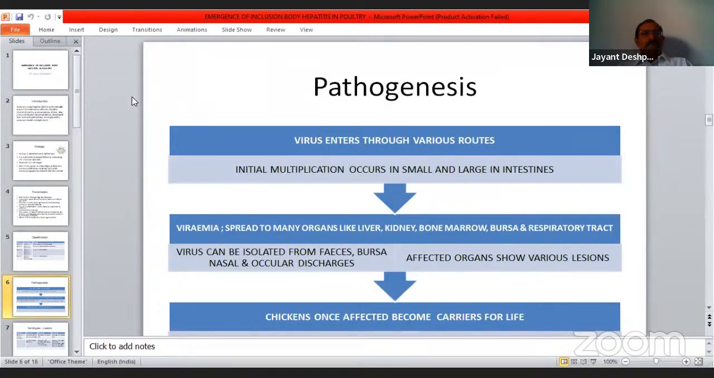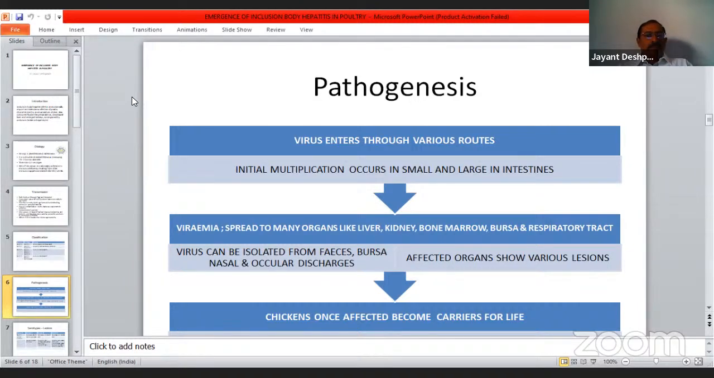Then pathogenesis: first the virus enters through various routes like the orofecal route, that means fecal contamination, or the respiratory system, and it multiplies in the intestines. Then after infection, there is a viremia. After viremia, the virus spreads to other organs like liver, kidney, bone marrow, bursa, including the respiratory system. At this stage, virus can be isolated from feces, bursa, and nasal and ocular discharges.